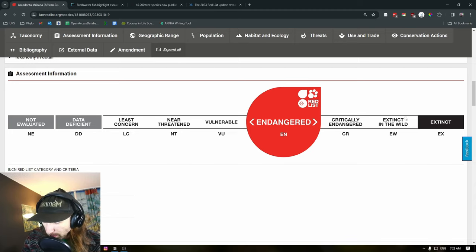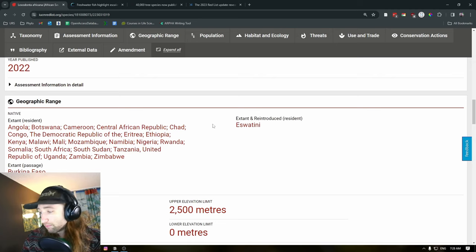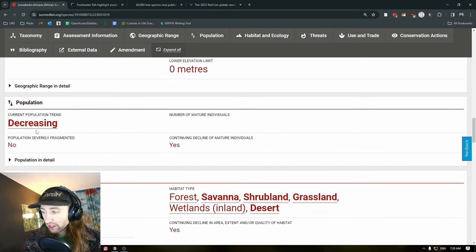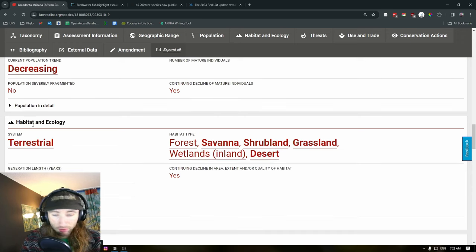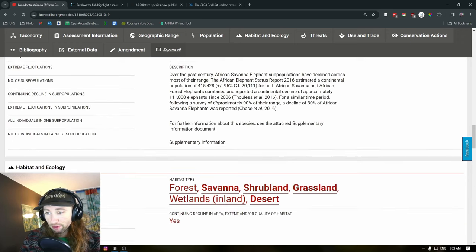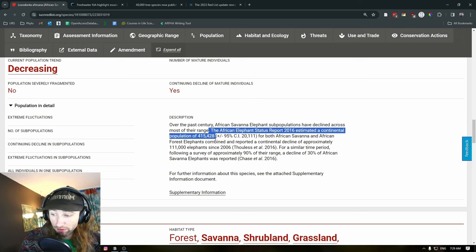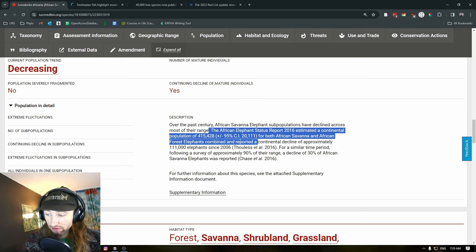And of course, the reasons for why a particular organism is assessed to be something is found on their webpage. So we can see that elephant populations are decreasing. We can actually see the populations in detail. The African Elephant Status Report in 2016 estimated a continental population of around 415,000 for both African savanna and African forest elephants. And they have reported a continental decline of approximately 111,000 elephants since 2006.